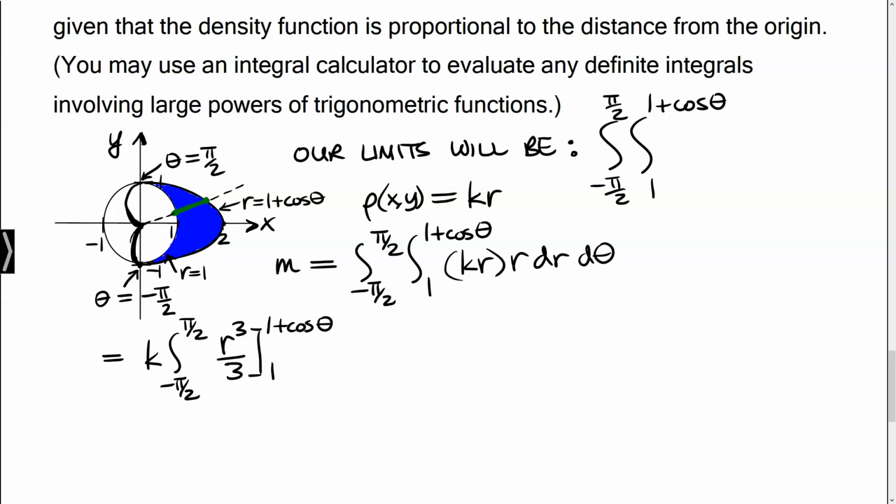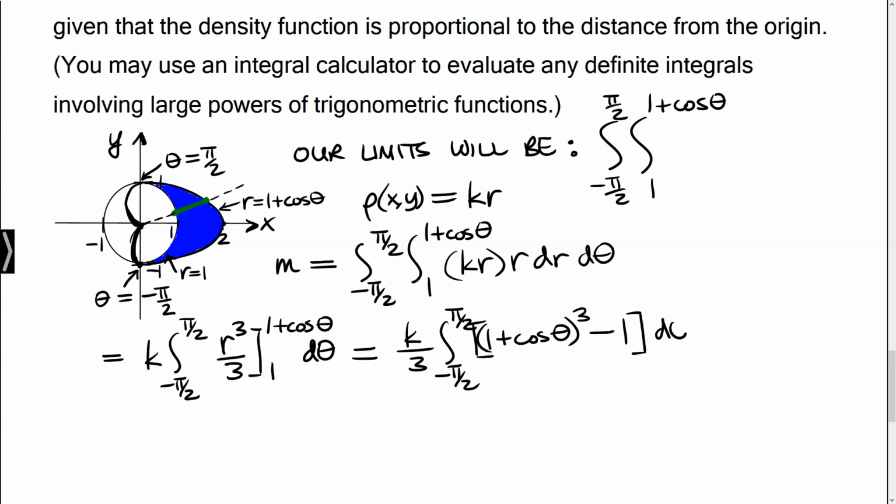We're going to be cubing it. This is already too much to be worth writing it out. So, okay, let's clean it up as much as we can. We've got k over 3. Now, what's left over here? It's going to be the integral from minus pi over 2 to pi over 2 of (1 plus cosine theta) cubed minus 1, all of this d theta. Now we can still clean this up a little bit more.